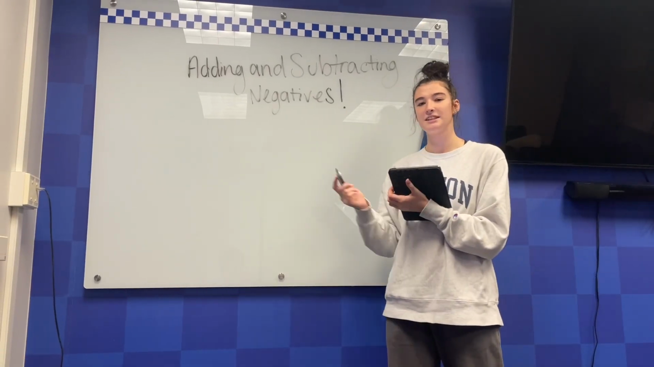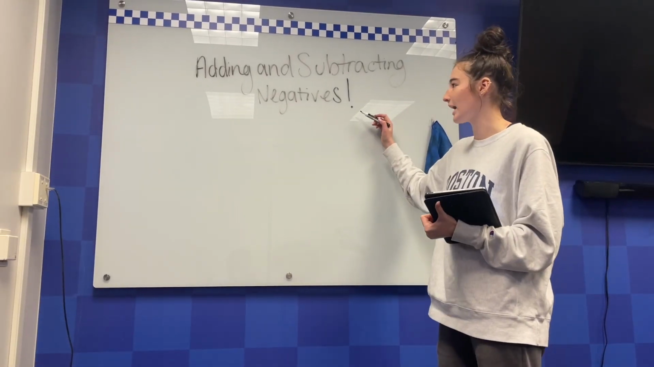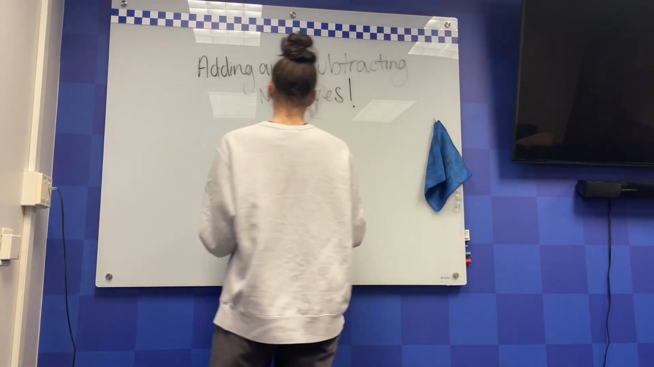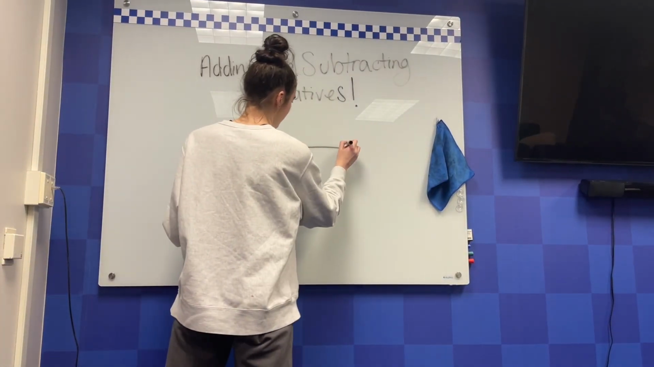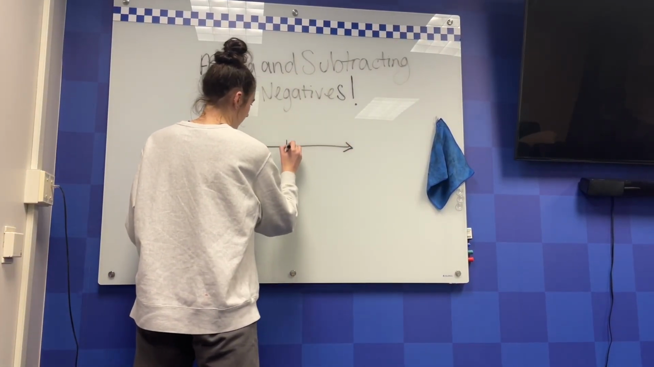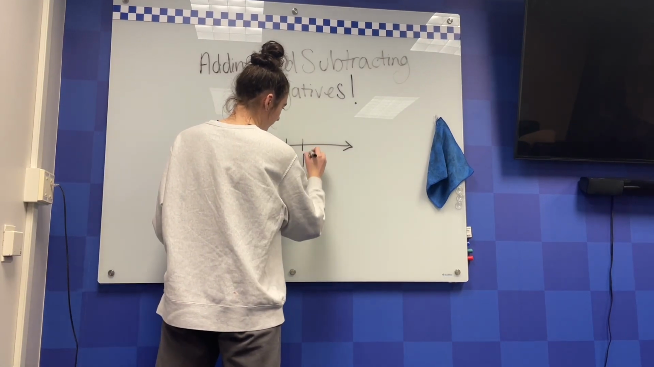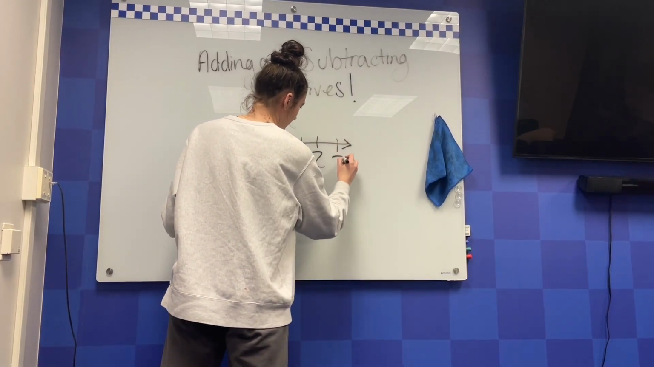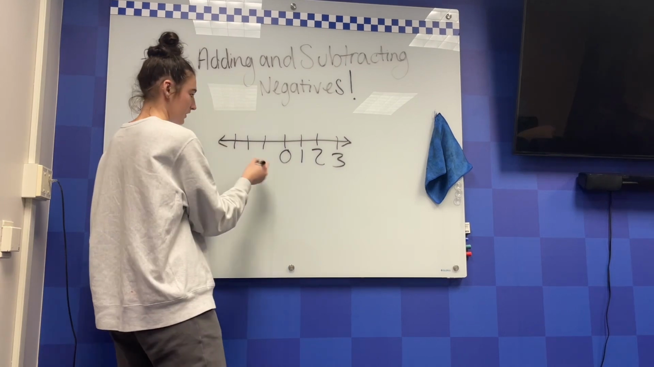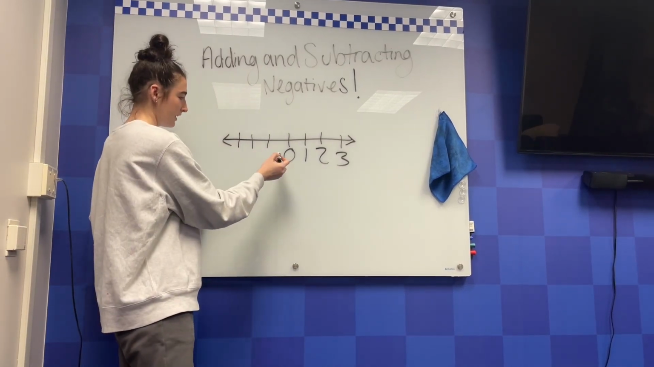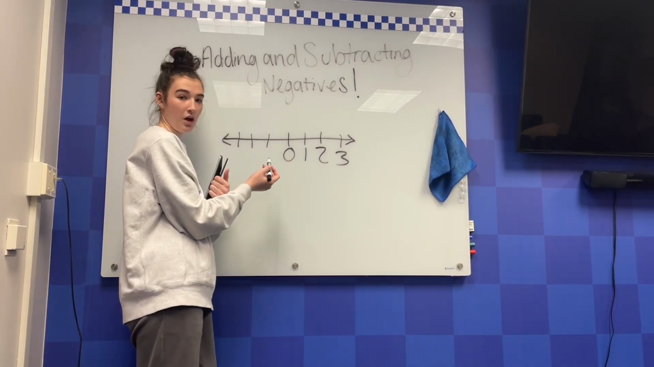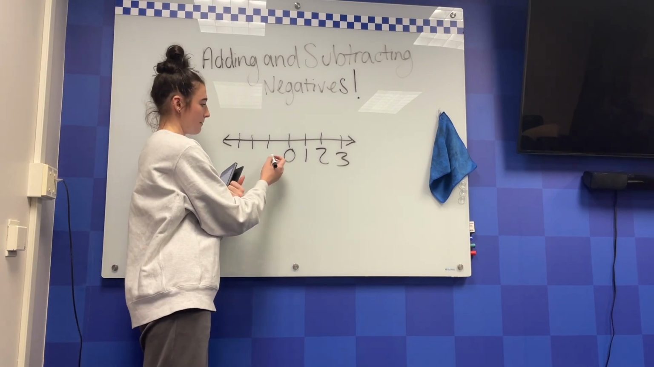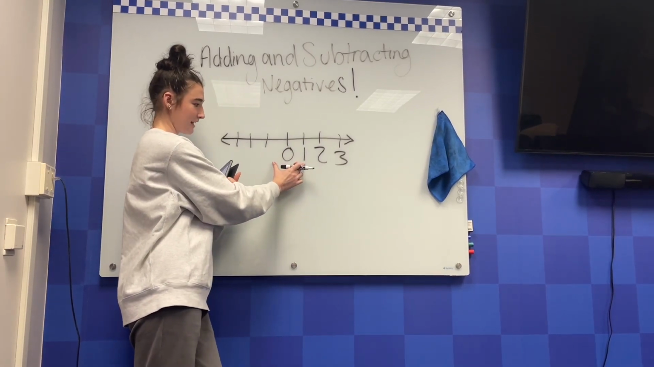Hi class, so today we're going to be learning about adding and subtracting negatives. So for a while now we've been talking about a number line, and here's 0, and we know all these numbers to the right of it. But what comes over here to the left? So all of these numbers here would be below 0. And then they're kind of just the opposite of the positive numbers.